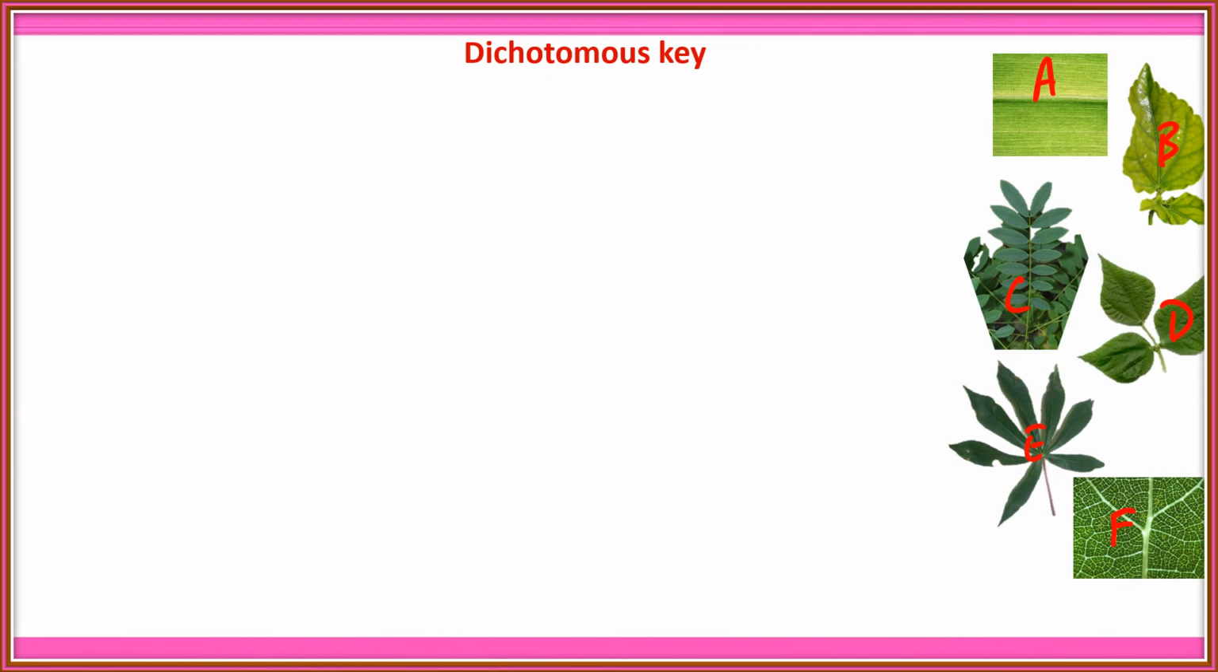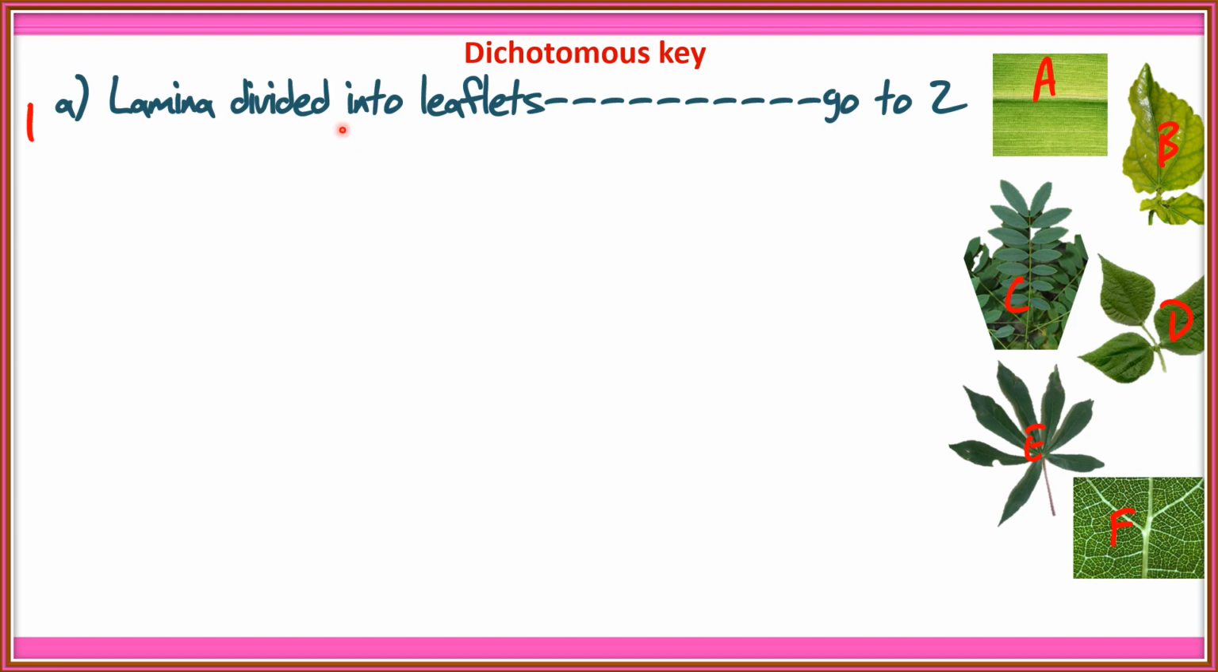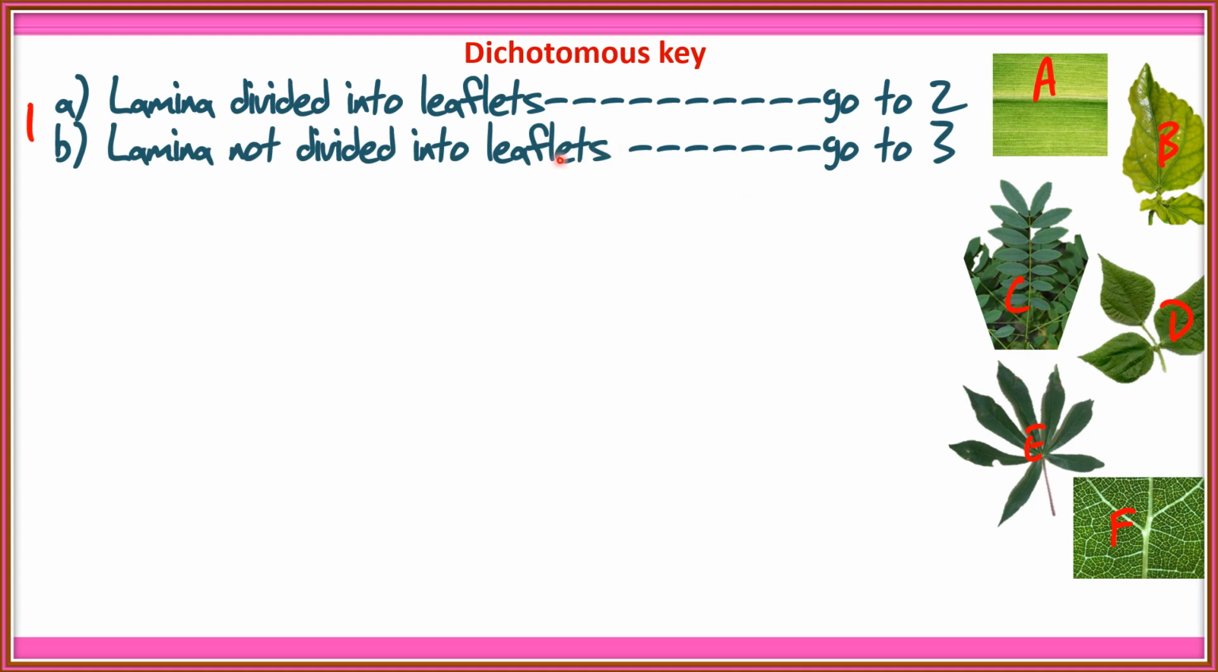Let us look at these specimens: specimen A, specimen B, specimen C, D, E, and F. You're supposed to carry out a dichotomous key. You can pause the video and carry out a dichotomous key. Here, when we look at them, we get our first couplet, and we say we shall use the lamina divided into leaflets. So you look at them and see the lamina which is divided into leaflets. Then you send them to 2, because there are very many of them divided into leaflets. Send them to 2. Then you say lamina not divided into leaflets.